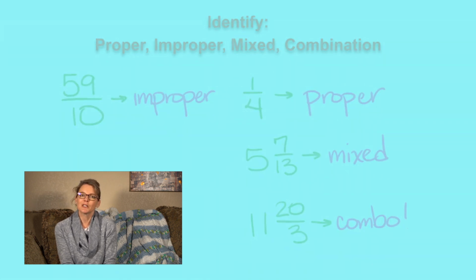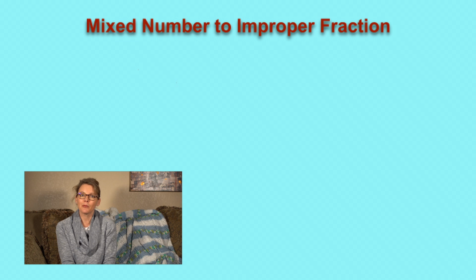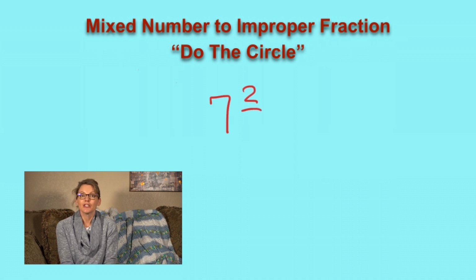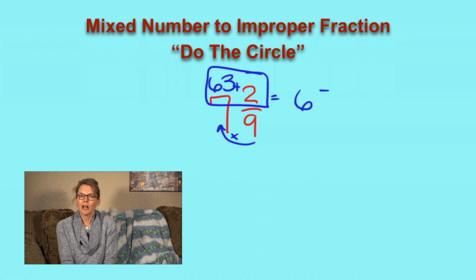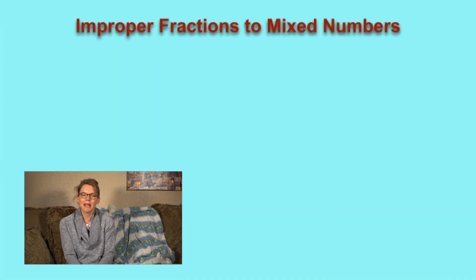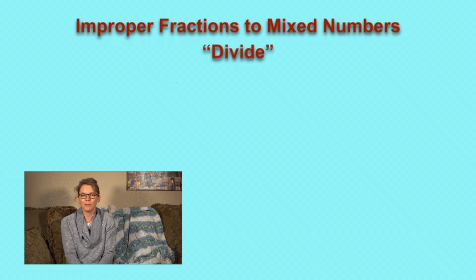Now we'll practice transforming a mixed number into an improper fraction. These are the ones where we do the circle. 7 2/9. Start at the 9, multiply it by 7, which equals 63. Keep going around and add the 2, 65. Bring over the 9 on the bottom, and it equals 65/9. Next, improper fractions to mixed numbers. Remember, these we divide out with remainders, then put the numbers where they go.